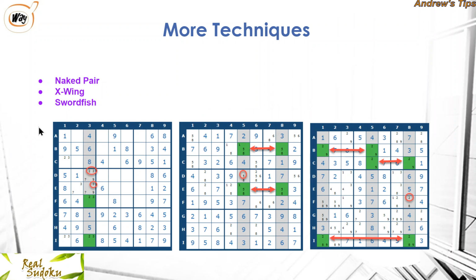Okay, and to get more techniques, we have another pattern. You look at this scenario. You look at this row and this column. We have 2, 3, 7, 9. We have 4 cells open: 2, 3, 7, 9. Now here is 2, 3. Now here is 2, 3 as well.